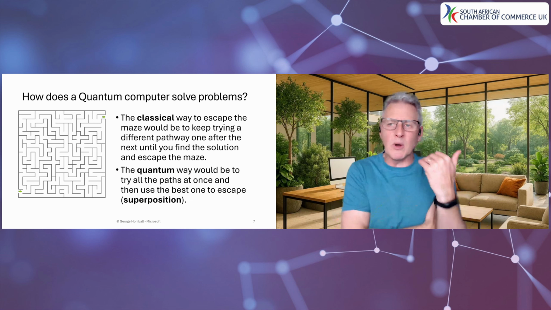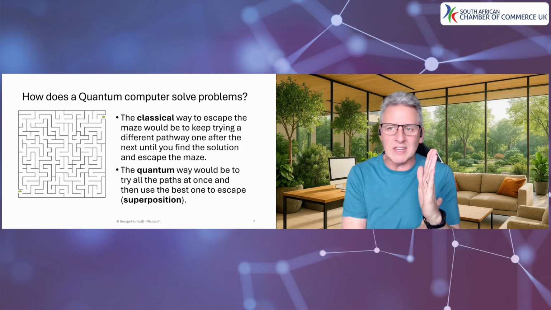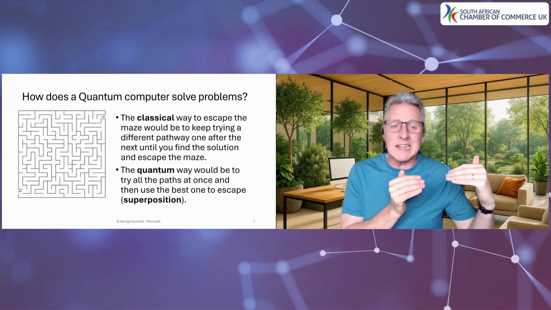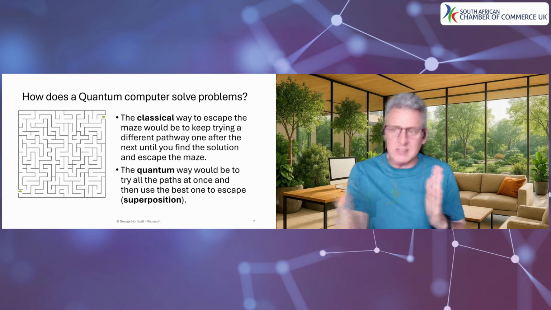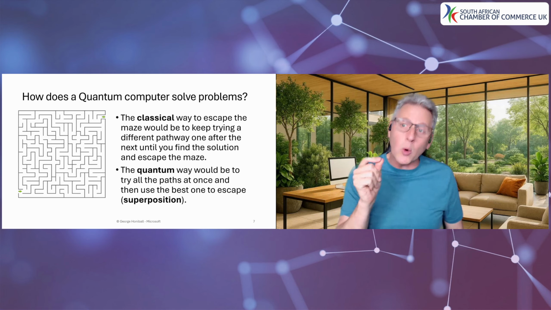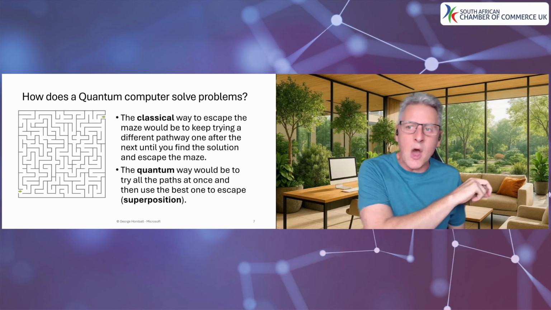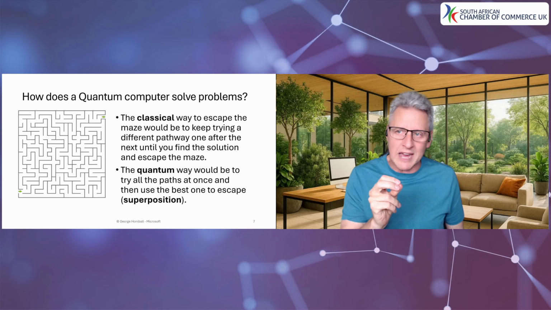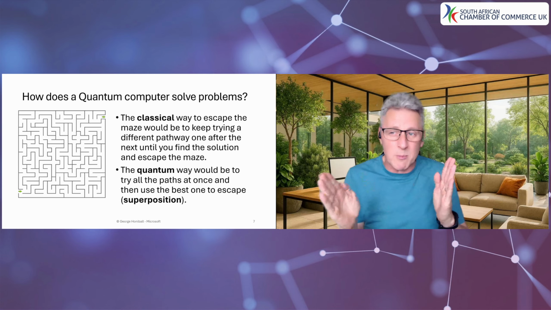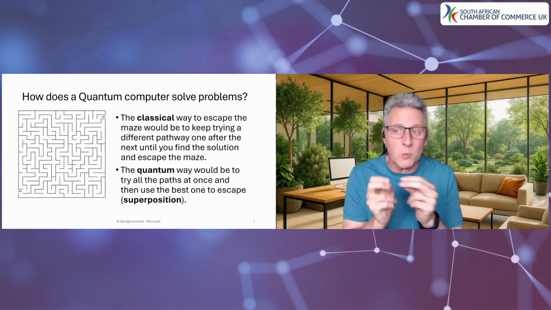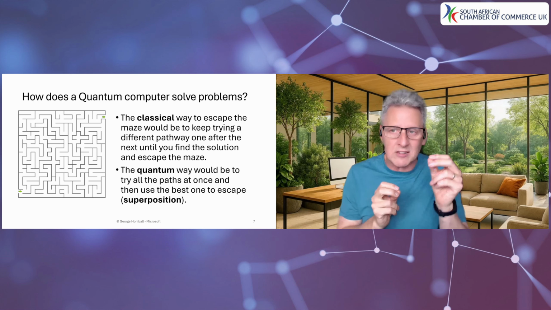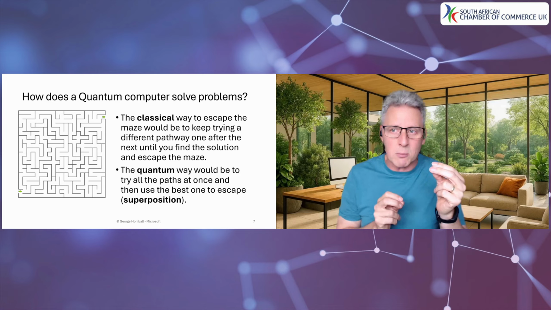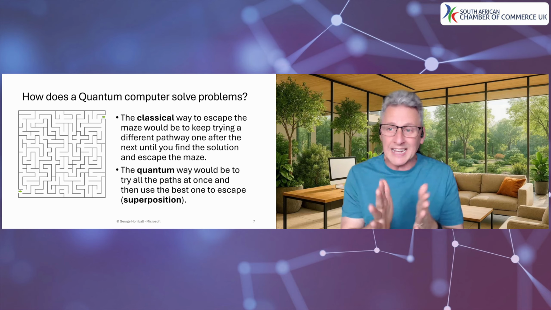Coming back to a point I made a few minutes ago, if you give classical computing the problem of how to get out of a maze, it would basically try one route at a time until it finds the best route out. What a quantum computer will do is try all of the options all at once and then find the best one and use that one. So there might be more than one way to get out of the maze. The classical computer might find the first way, but it might not be the best way, whereas the quantum computer will do that instantly.